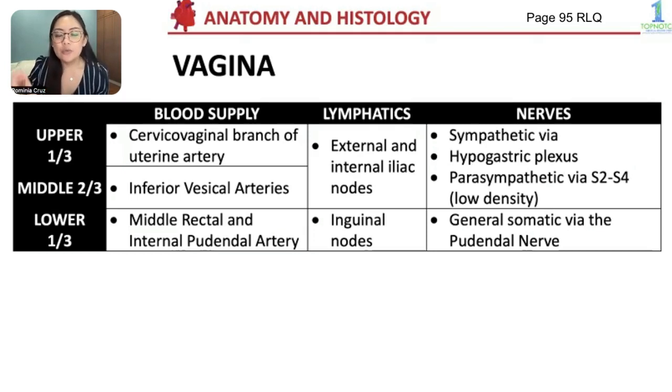On the other hand, yung inner part of the vagina is actually part of your pelvic cavity. So, it would drain to your iliac nodes and is innervated by the same nerves that innervate the pelvic organs, which is your hypogastric plexus, your parasympathetic nerves, etc.